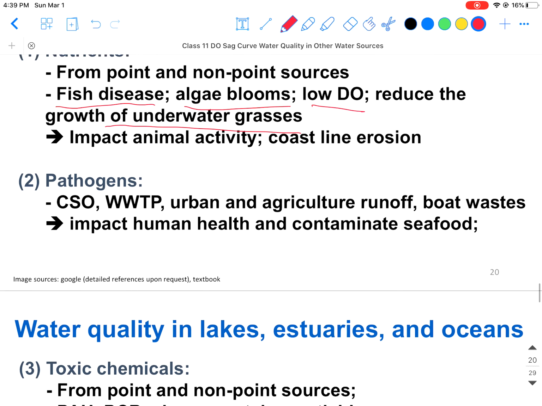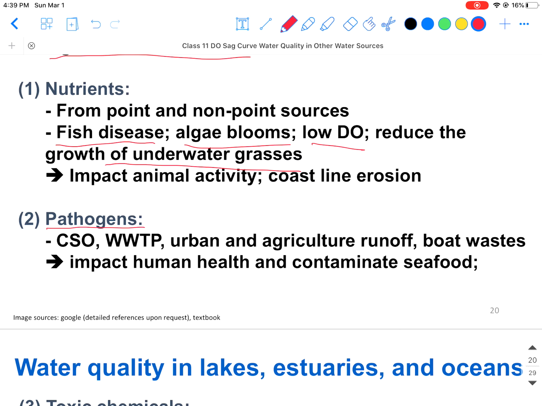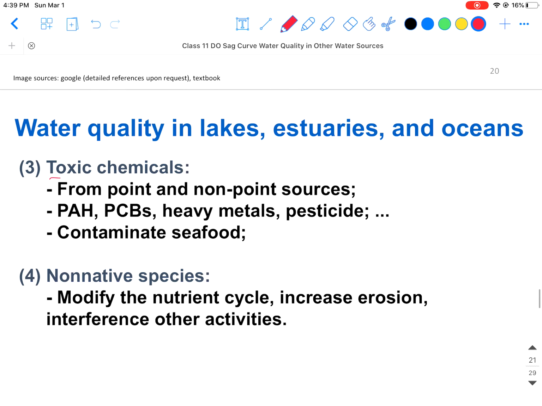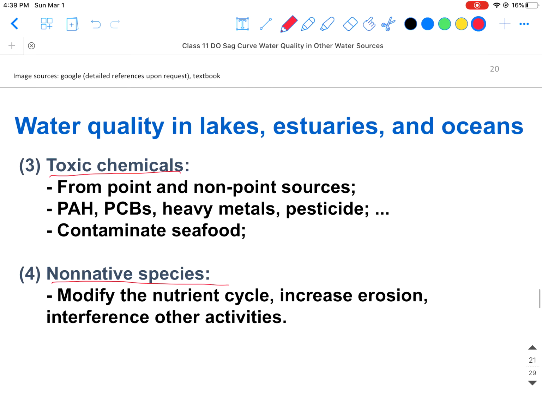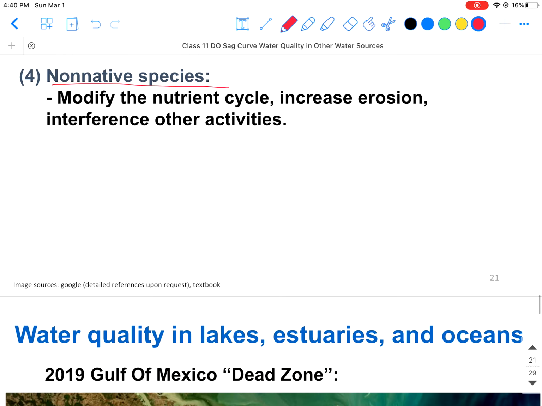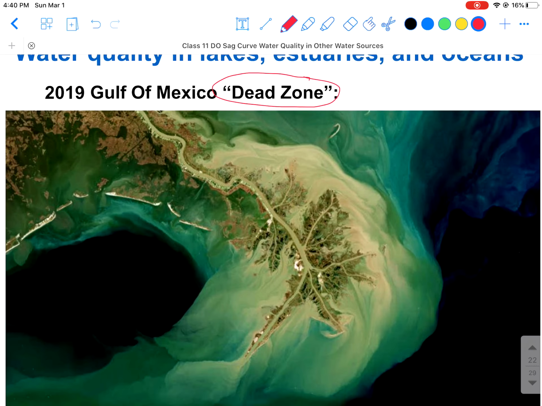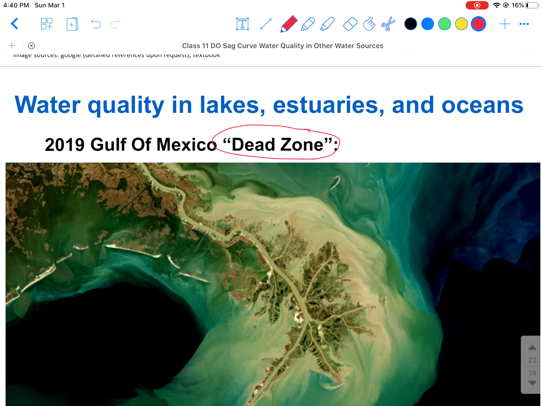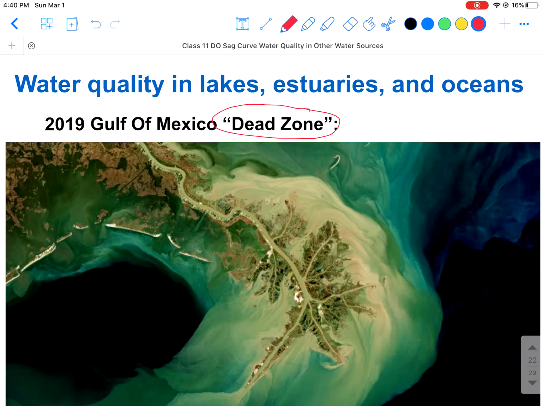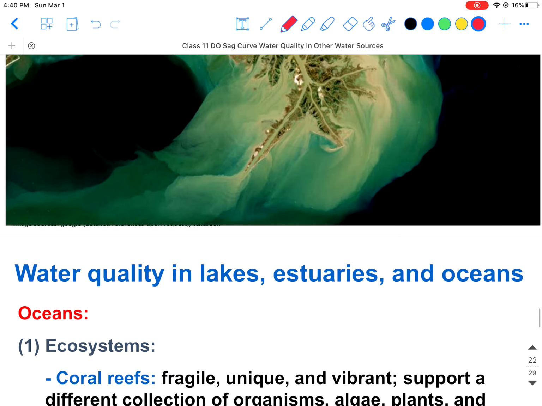So for these estuaries, we also need to consider the pathogens, right? The toxic chemicals, and also the non-native species, because this is where the water mixes and they might create a lot of burden in terms of the ecosystem in this area. And one famous example is the Gulf of Mexico, and people also call that the dead zone. And this is because of a lack of water management in the estuaries.